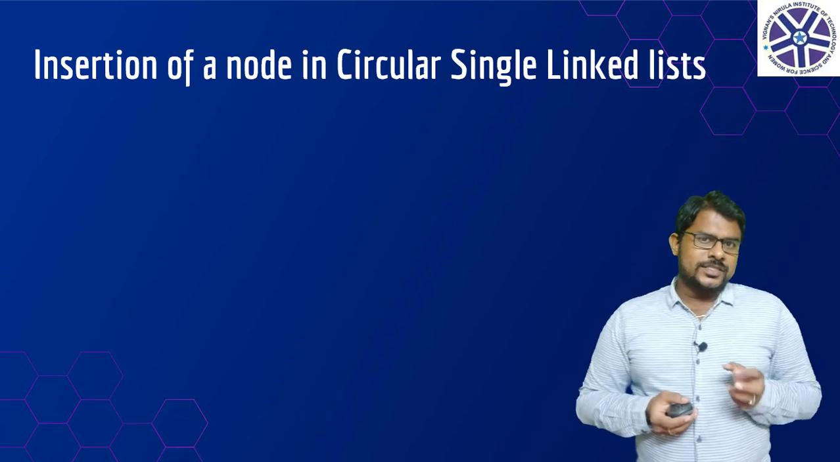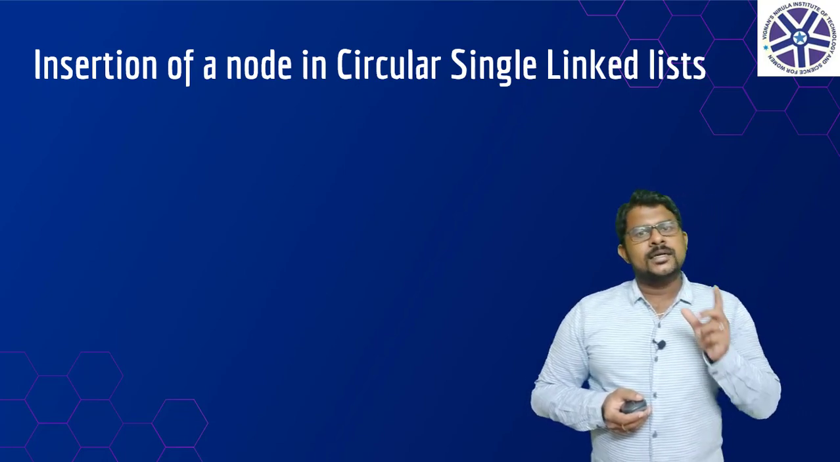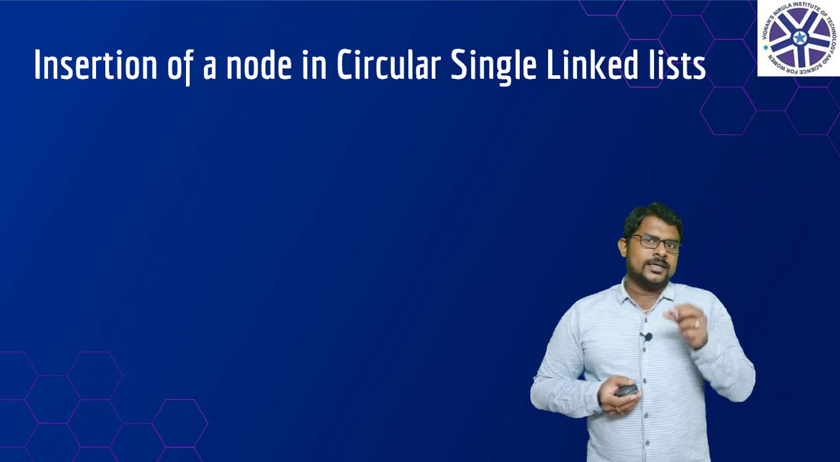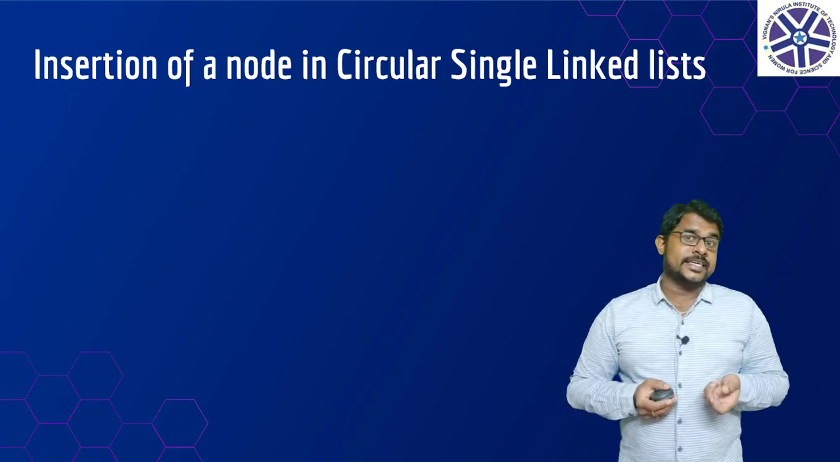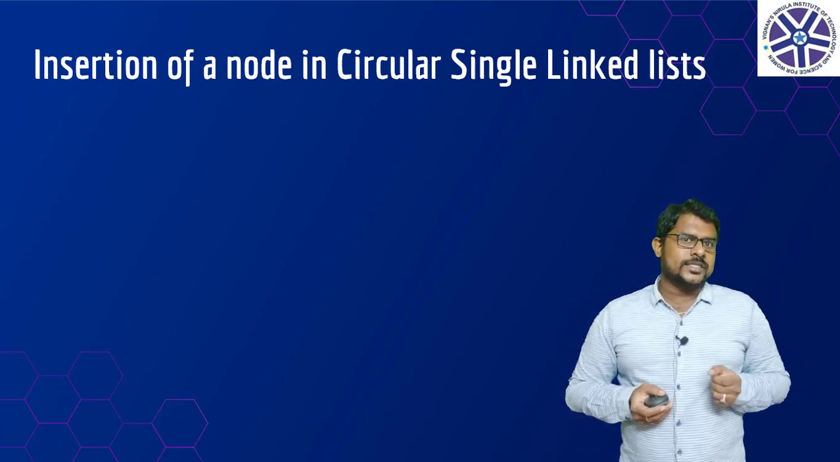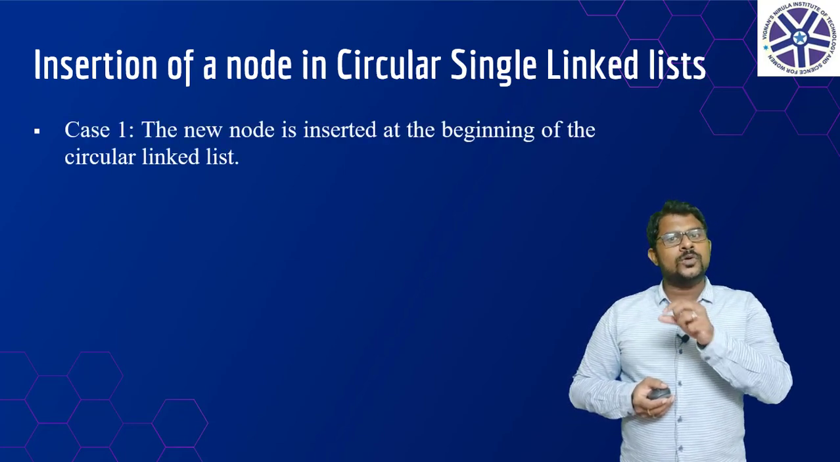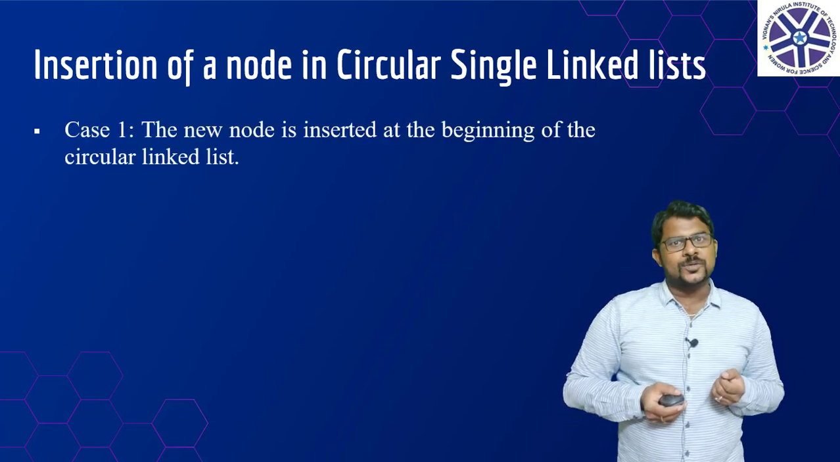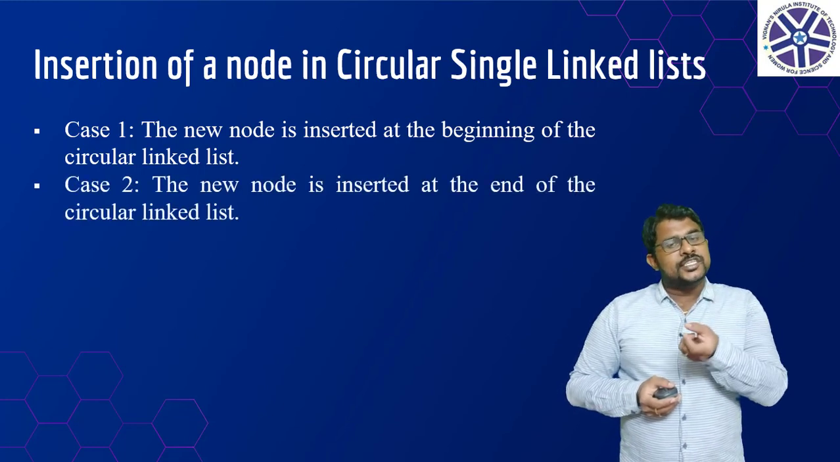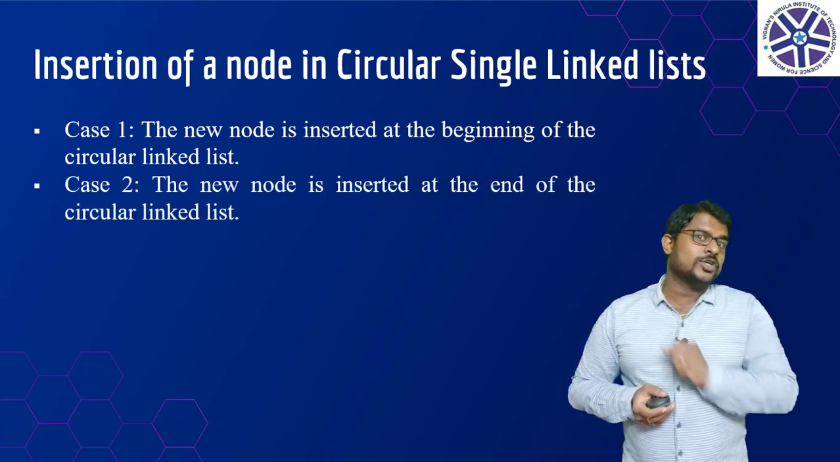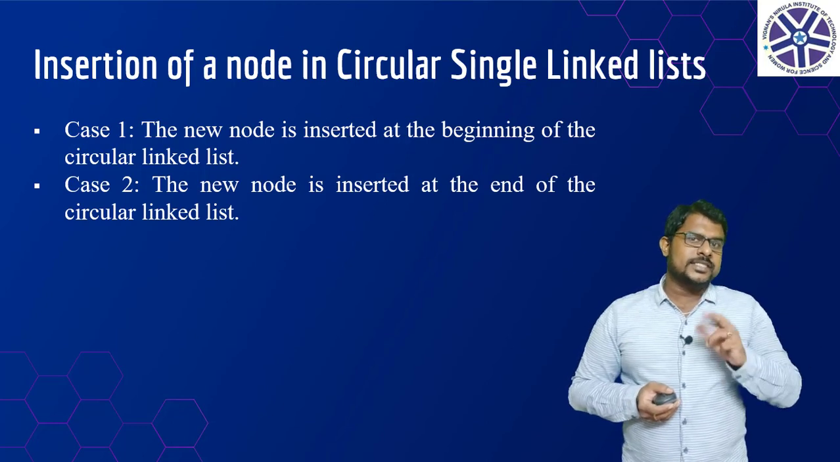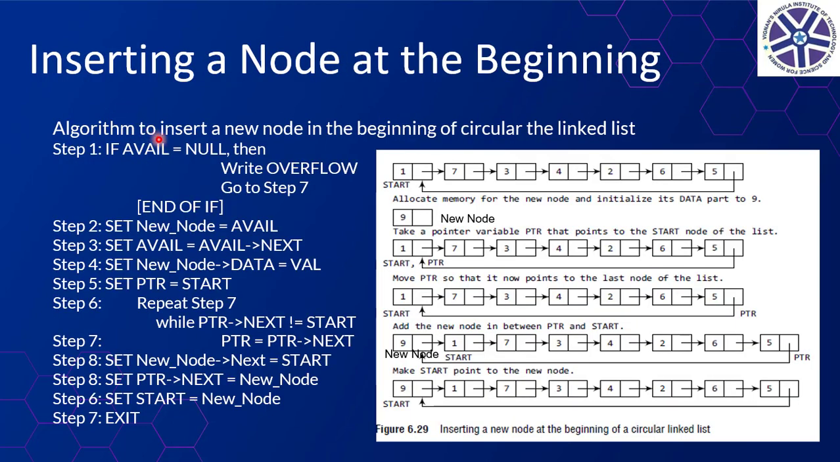When it comes to the operations, we have insertion. For inserting a node into the circular singly linked list, there are two cases. First, we insert the node as the beginning node, or the starting node. In the second case, we insert the new node as the end node. We are going to see these two cases. First, inserting the new node at the beginning of the circular linked list. We have a circular singly linked list here.